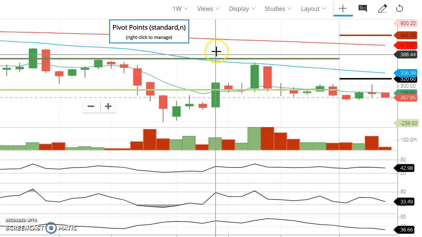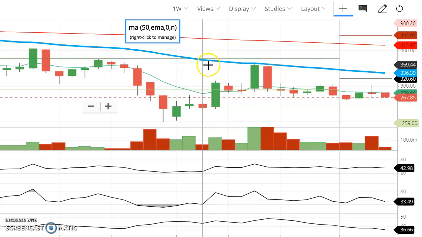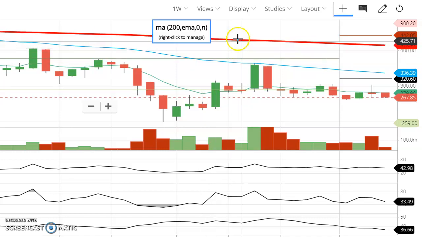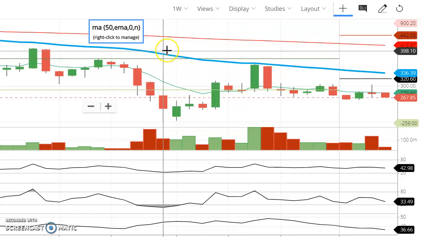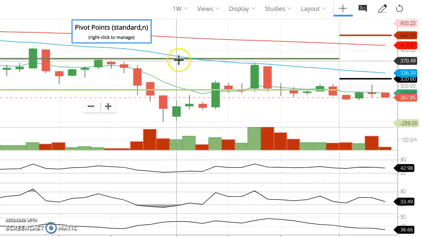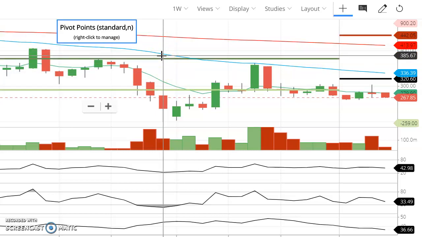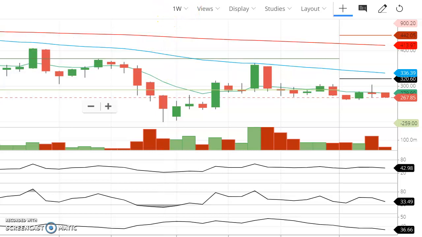As I told you in the earlier video, once the 50-day moving average or 50 weekly moving average is below the 200 moving average, the trend is down. You can see all three are in line, 9 is below 50, 50 is below 200. So this stock is in a strong downtrend for the long term. I call it long term because the time frame we have chosen is weekly.